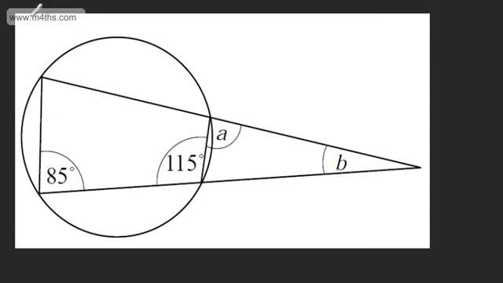Okay, let's look at this one right here. Now with this one, what we can do is look at the opposite angles. We've got now a quadrilateral here. Opposite angles of a quadrilateral must equal up to 180. So this one right here is going to be 65 degrees. If we consider this one right now, this is 115. 115 plus 65 is 180.